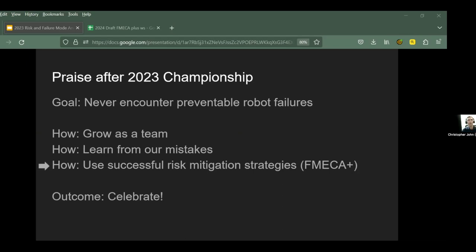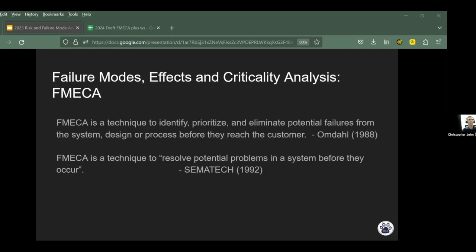We are now on to the third how to never encounter preventable robot failures, using successful risk mitigation strategies like FMEA Plus. Remember that link about 16 slides ago to the slides related to the book? These two quotations came from one of the slides. Take a minute to read through.